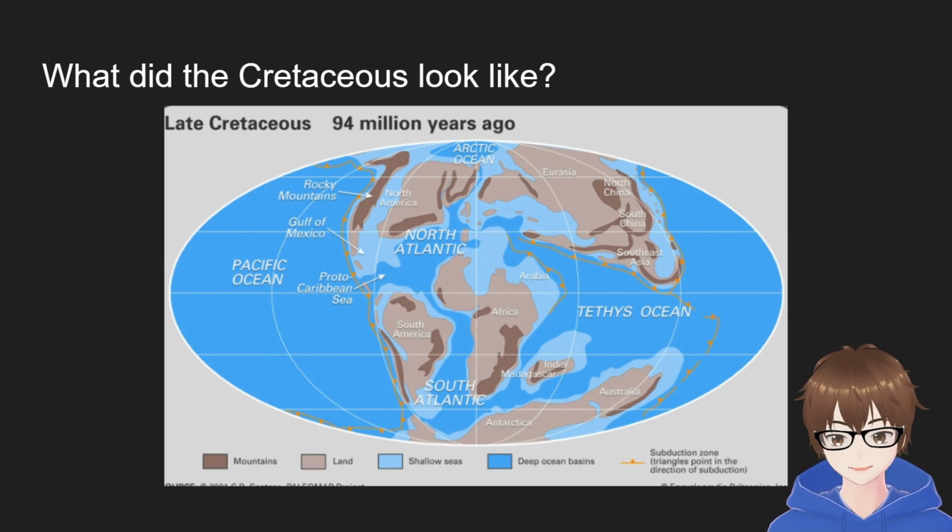And part of the reason why is because there was little to no ice during this period. So all the ice had melted, it had filled up the ocean some more, and that's the reason why a lot of areas were underwater.